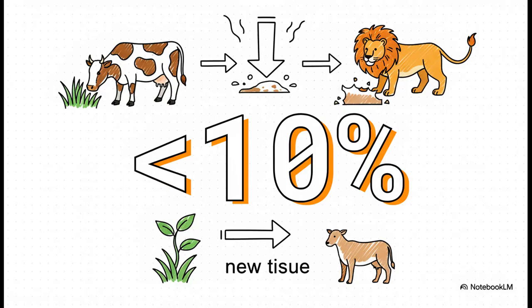But, and this is a really big but, here's a wild fact about that fuel. Energy transfer is incredibly inefficient. Think about it. When a cow eats grass or a lion eats that cow, more than 90% of the energy is just gone. It's lost as heat, it's used for just moving around, or it's not even digested. And that incredible inefficiency? That's the reason why food chains are usually pretty short. There's just not enough energy left to pass along.